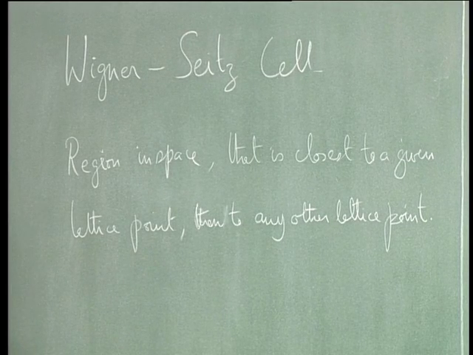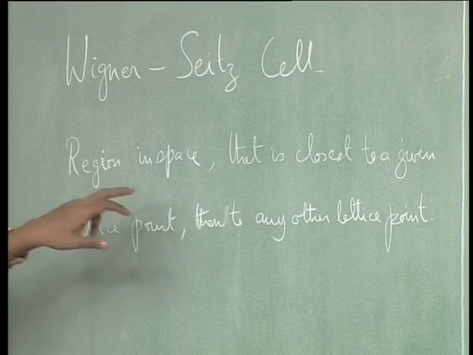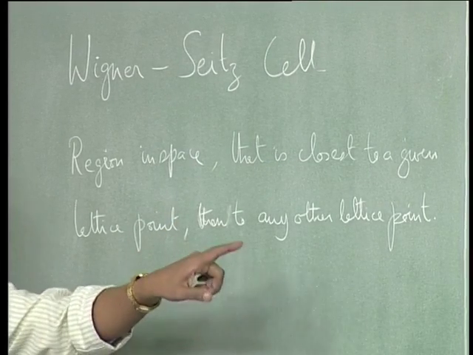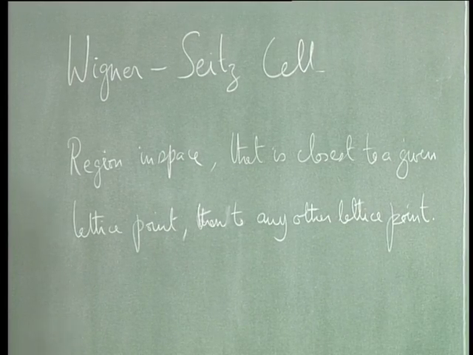It simply says, so this is again something to do with the structure. Okay. So, this is something associated with the structure of the material, as you can see. It says it is the region in space that is closest to a given lattice point than to any other lattice point. Okay. So, this is just a definition. So, what does this mean?